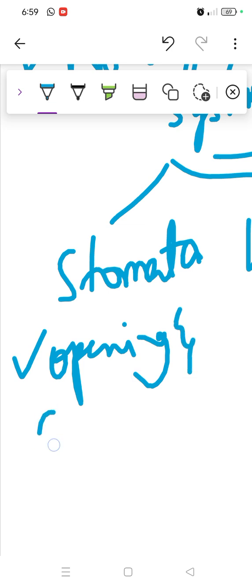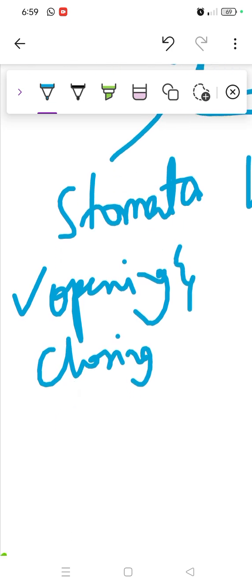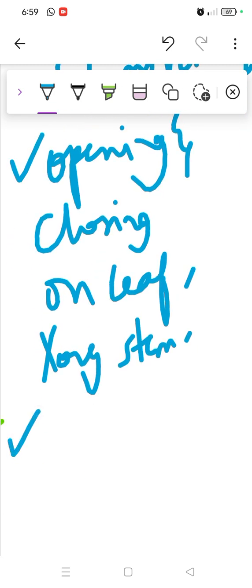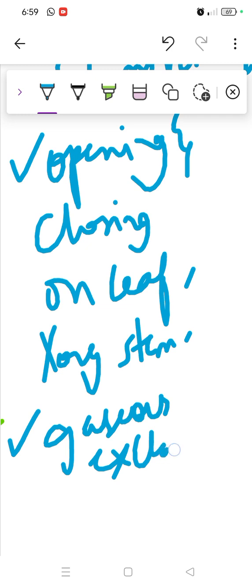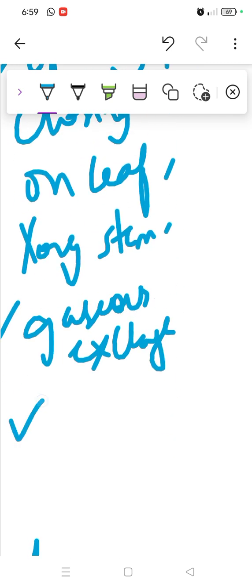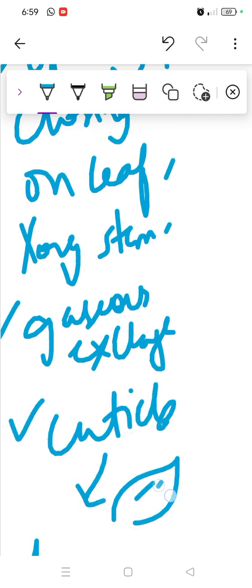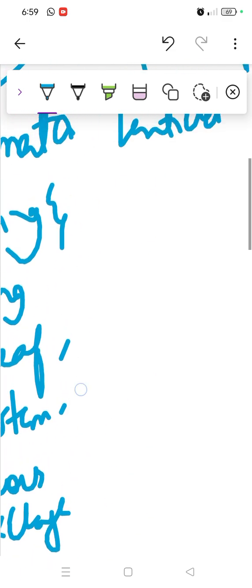So stomata is simply an opening and closing, which takes place on the leaf and on the young stem. You also see these help in gases exchange, and sometimes even the cuticle, which is a waxy substance, helps in gases exchange. So this is about stomata.